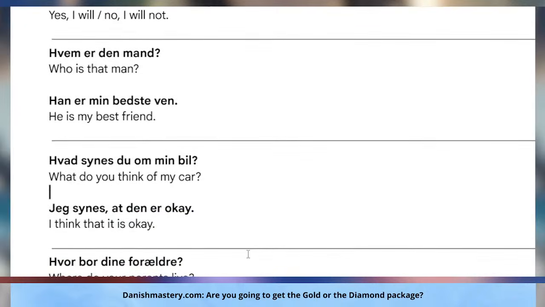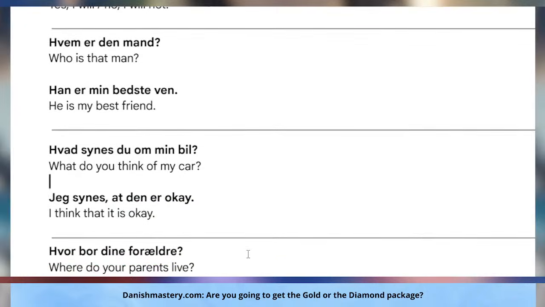Alright, cool. Næste. Hvem er den mand? Hvem er den mand? So, pretty easy, right? Han er min bedste ven. Han er min bedste ven. Now, this is a little more challenging, but only a little bit. Not so hard, though.